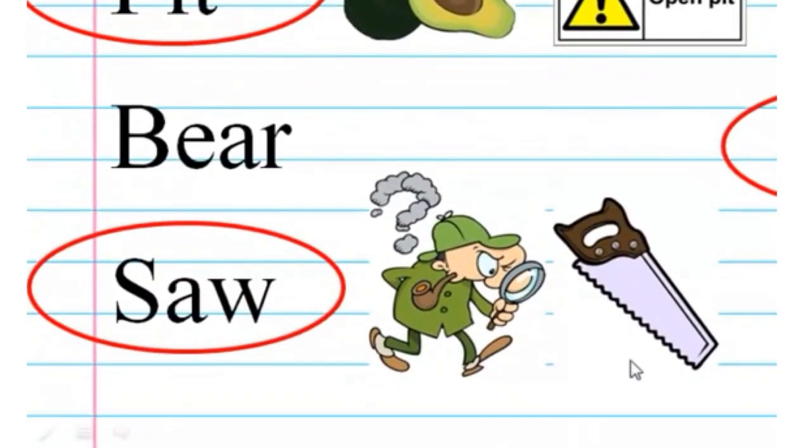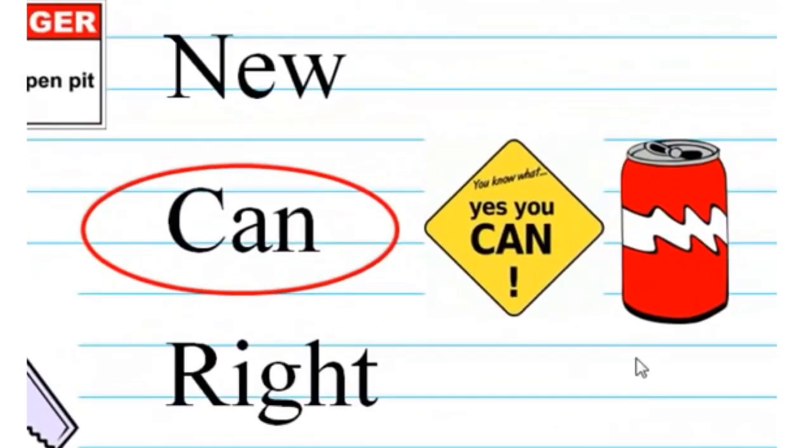Saw, like a saw that you use to cut something, or the past tense of see: the detective saw a clue. Here we have can. You know what? Yes, you can. This refers to giving permission, or that you are able to do something. And of course you have the can that keeps all of our delicious soda pop in.